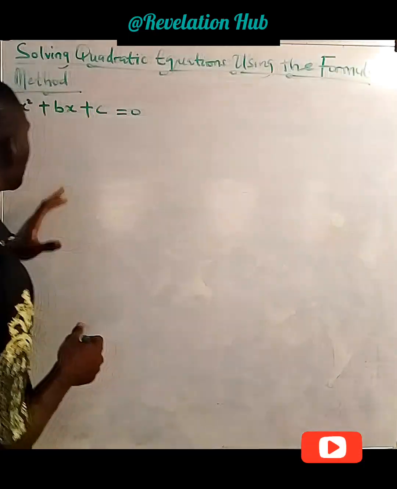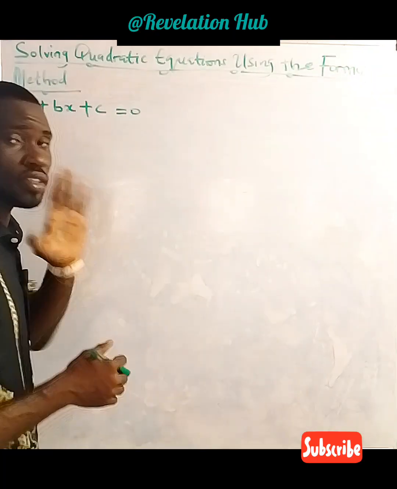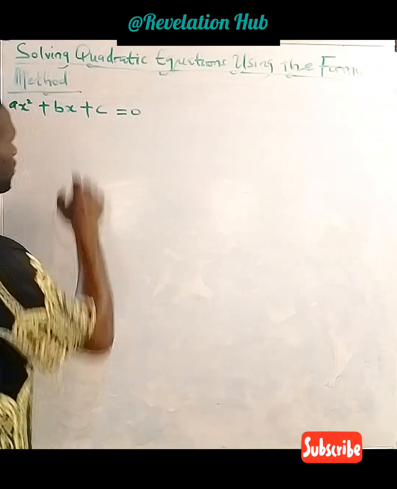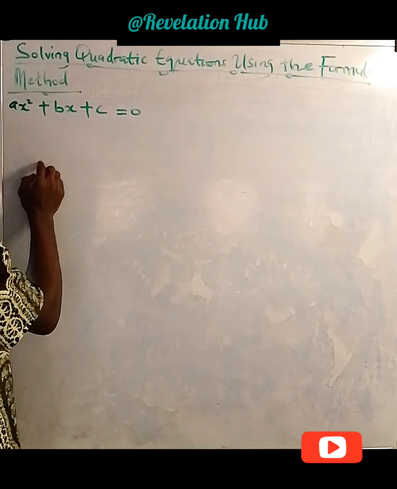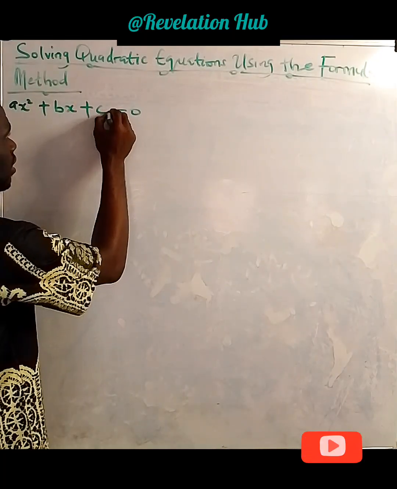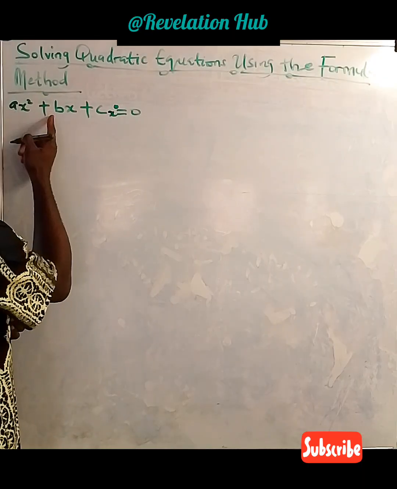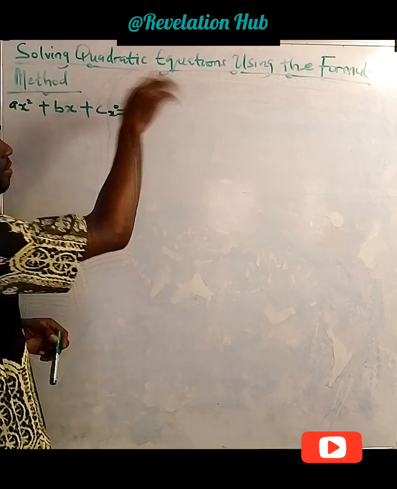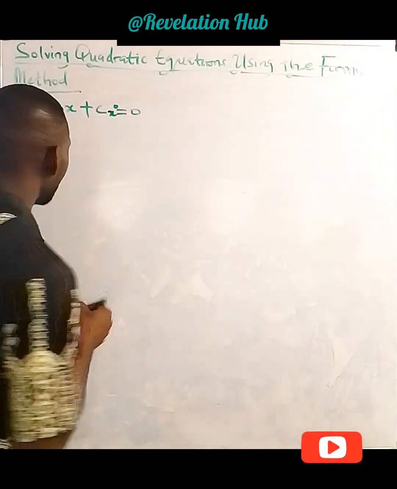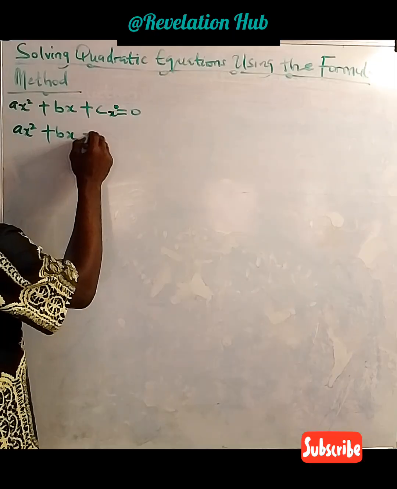The first thing you're going to do, don't forget, when solving for the values of x using the completing the square method, is send the constant over. As you can see, this is a quadratic equation. You have x to the power 2, x to the power 1, and x to the power 0. So we have the coefficient a, the coefficient b here, and the coefficient c. The first thing we're going to do is send this to the other side. So that will be ax squared plus bx equals minus c.